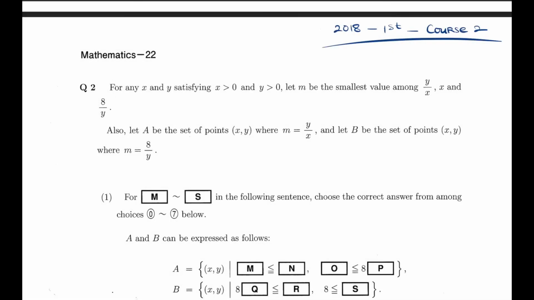Halo semuanya, di video kali ini Koko akan lanjutin lagi pembahasan Past Paper EJU tahun 2018 untuk first session course yang kedua. Kalau di video sebelumnya Koko udah sempat bahas soal pertama dan kedua dari section pertama dan soal pertama dari section kedua. Nah, di video kali ini Koko akan bahas soal kedua dari section yang kedua, atau secara keseluruhan ini adalah soal keempat dari total 6 soal dari Past Paper EJU ini.